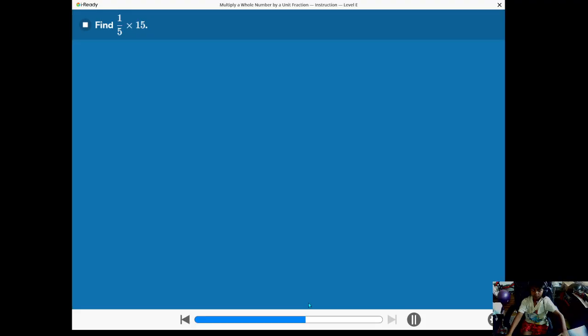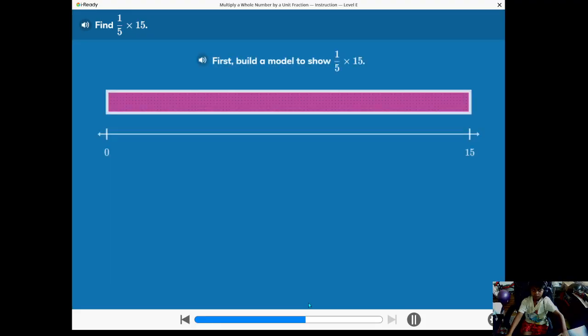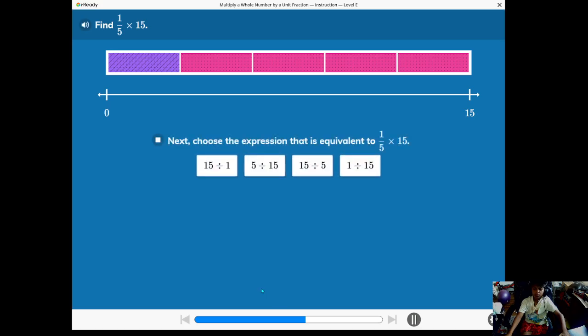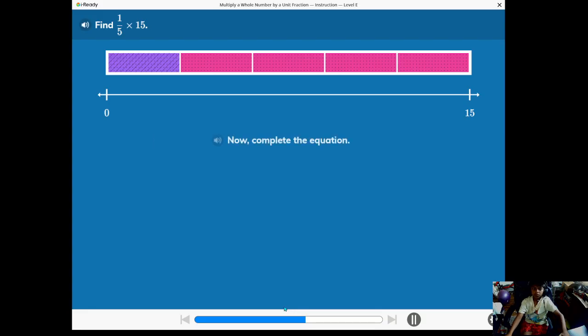Find 1/5 times 15. First, build a model to show 1/5 times 15. Next, choose the expression that is equivalent to 1/5 times 15. 15 divided by 5. Nice work. Now complete the equation. Let's show the answer on the model.